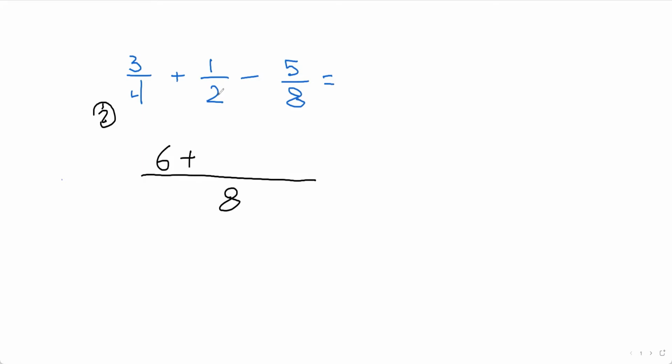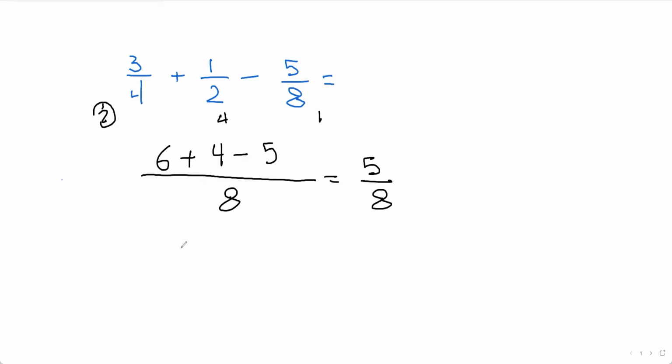And I go 8 divided by 2, I do the same thing, it gives me 4. So 4 is what I multiply to the top. 4 times 1 gives me 4. Minus, I do 8 divided by 8 as well, because that's a minus there. So 8 divided by 8 gives me 1. 1 is what I multiply to the top. 1 times 5 gives me 5. And therefore 6 plus 4 is 10, 10 minus 5 is 5, and the answer is 5 over 8. So that's how I do it.